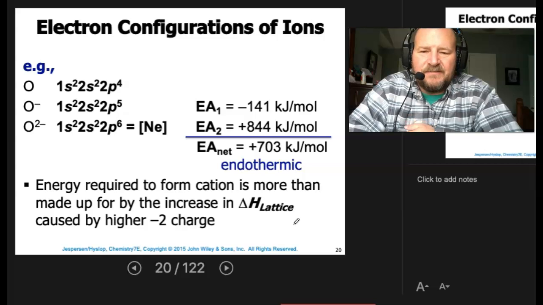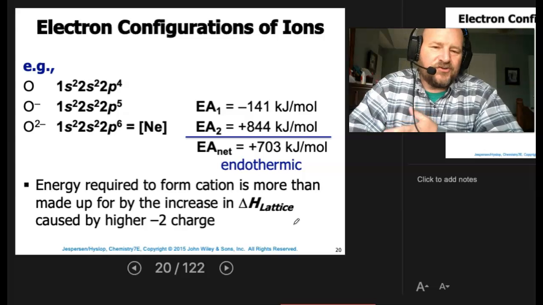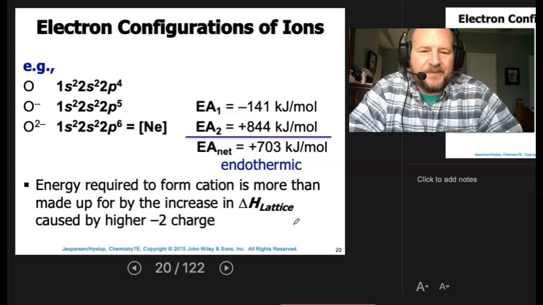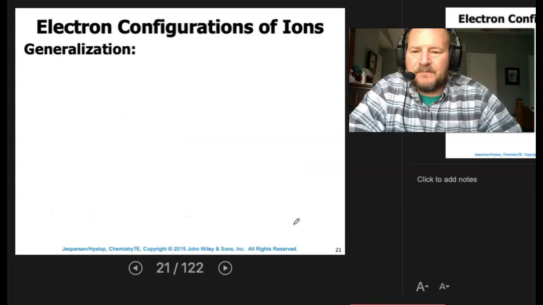For oxygen here, we gain 1 electron, it likes that. We give it a second electron, it's going to cost us, but when it goes to form its lattice structure, the energy it gets from that will more than compensate that 703.